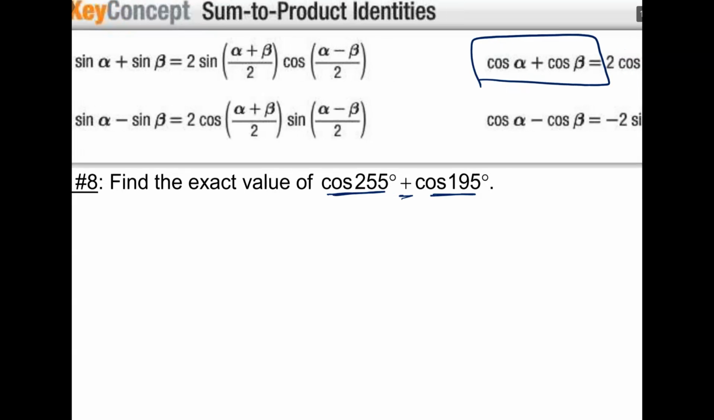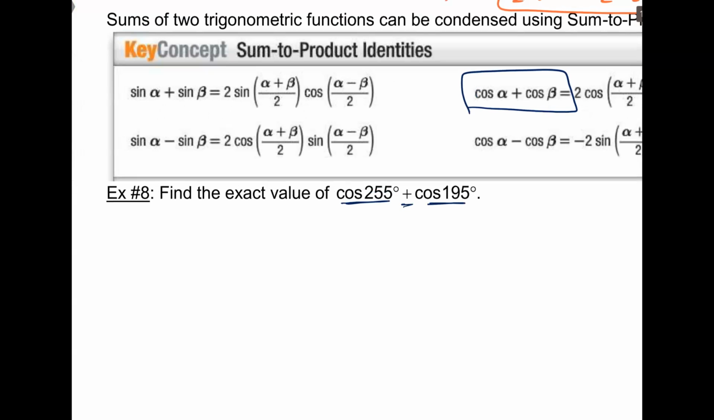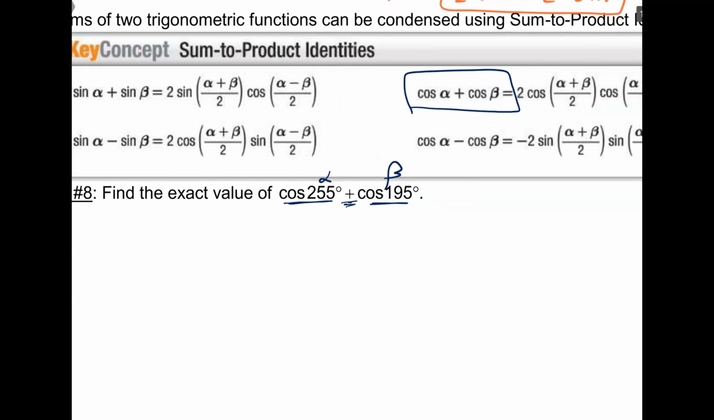It's different from the sum identity. I'm not taking cosine of 255 plus 195. I'm taking cosine 255 plus cosine of 195. Am I adding the angles, or am I adding the two trig functions of those angles? All right, so this is my alpha, this is my beta. I'm just going to plug into the equation.